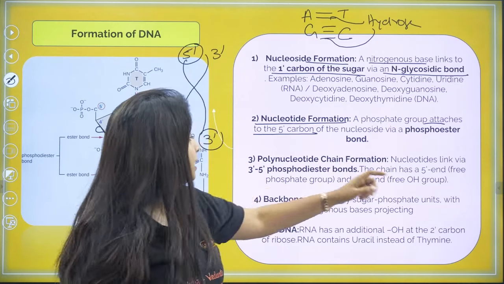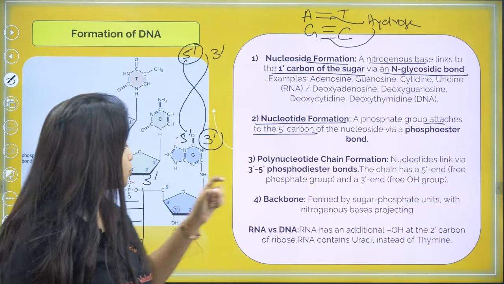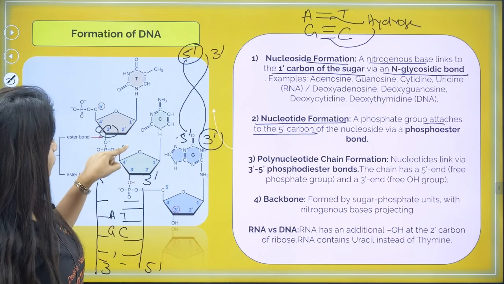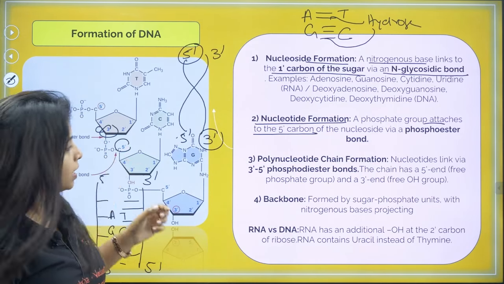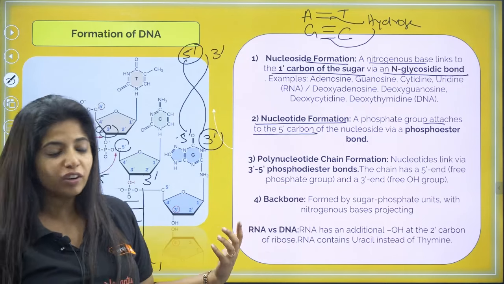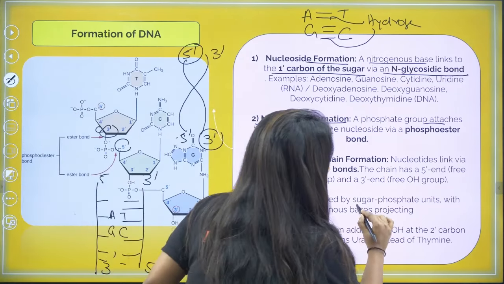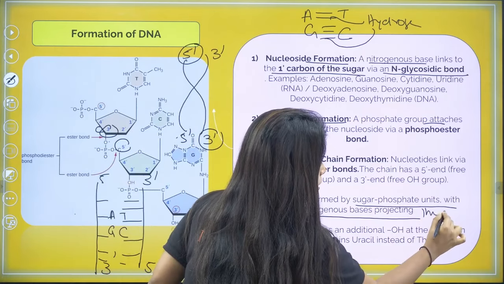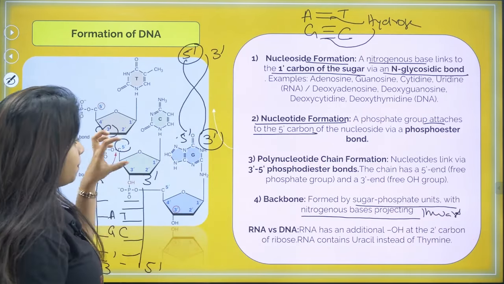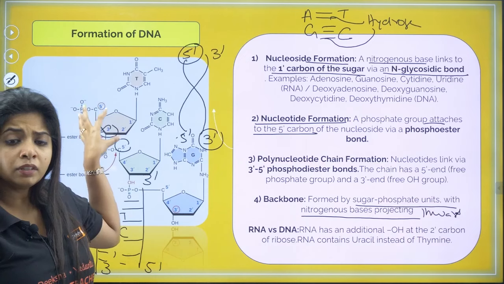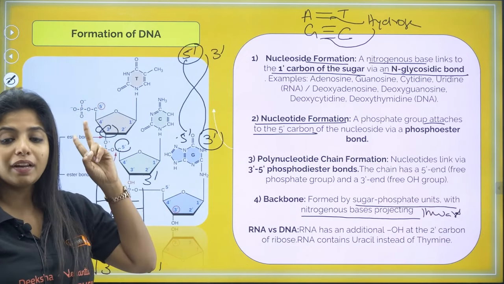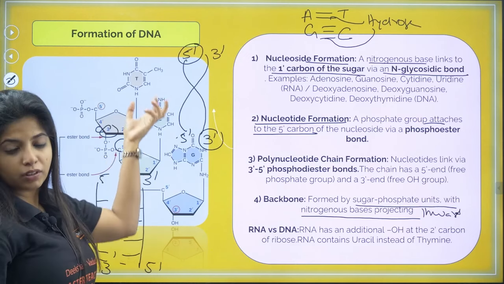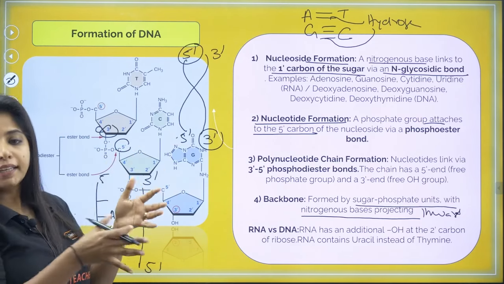Polynucleotide chain formation. Nucleotides link via 3,5 phosphodiester bonds. So how does nucleotide link to each other? Via 3 and 5 phosphodiester bond. Done. Backbone. What is a backbone of DNA if you are being asked? It is formed by sugar phosphate units with nitrogenous bases projecting inwards. So what is a backbone if you are asked? The pentose sugar as well as the phosphate group. That is something that forms the backbone, and the nitrogenous bases which you see, they are projecting inwards.